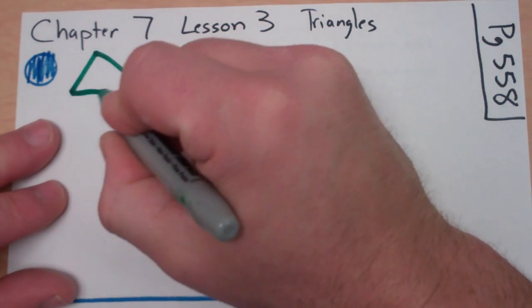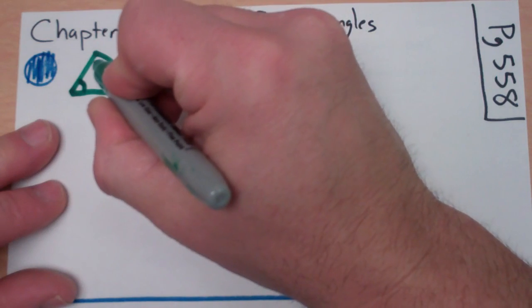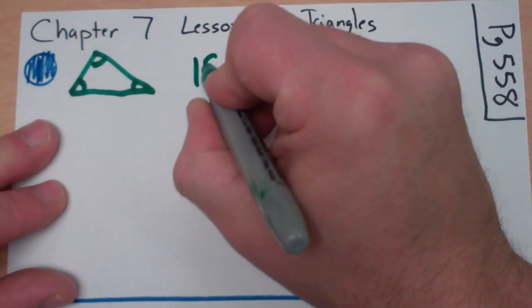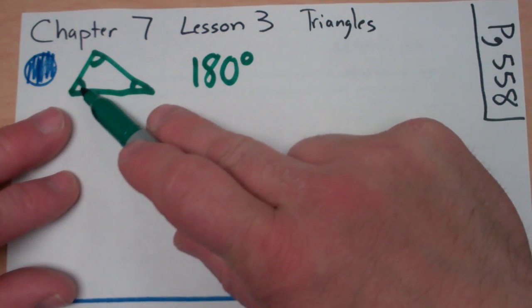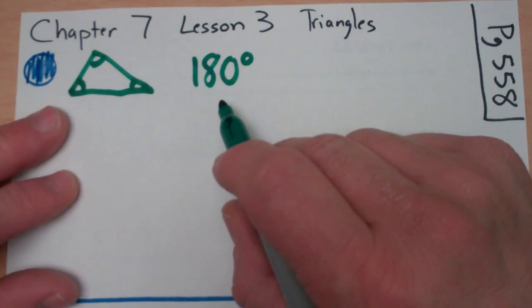Triangles have three sides. Something that you should always know is that the sum of the interior angles, if you add up the inside angles, is always 180 degrees in a triangle. That's a piece of information you'll need to understand. This angle plus this angle plus this angle will always equal 180 degrees, no matter what the triangle looks like.